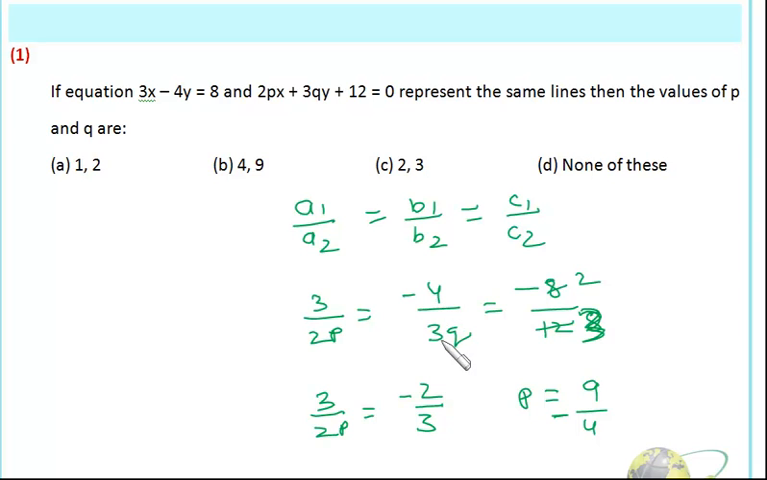Similarly, 4 by 3q is 2 by 3. So q is equal to 2. So q is equal to 2, p is equal to minus 9 by 4. Okay, so this is how we can get the value of p and q. So that's none of these over here. I hope you are clear.